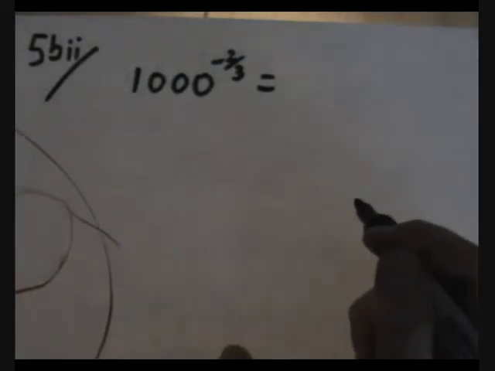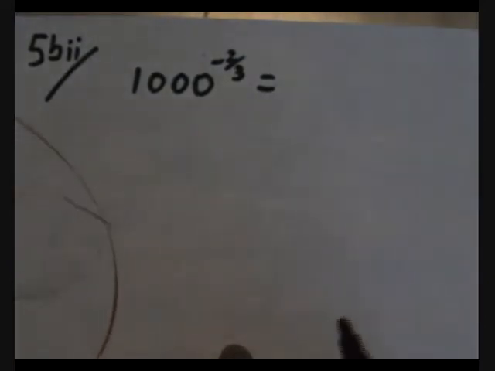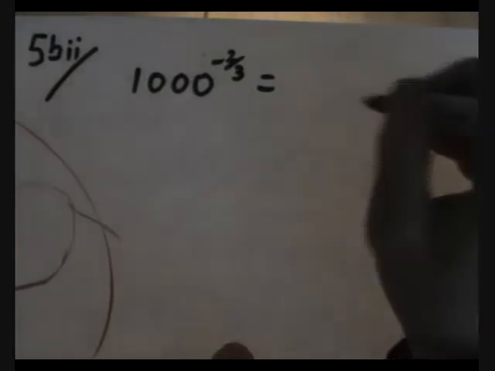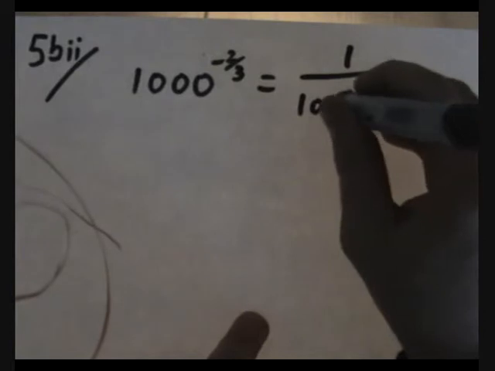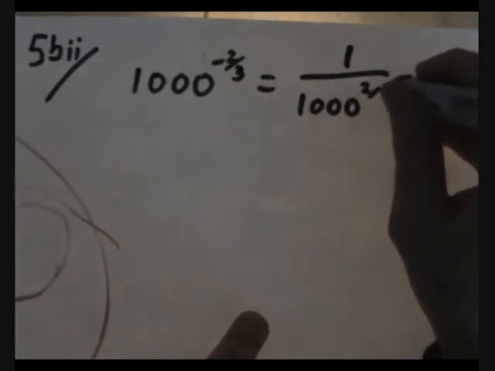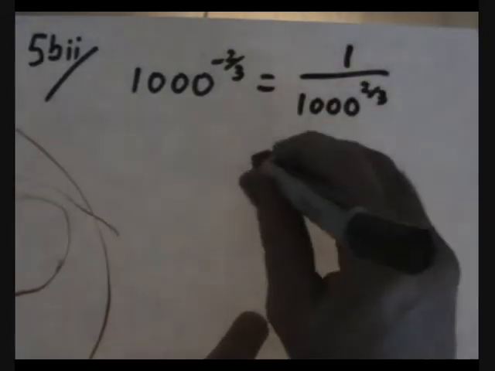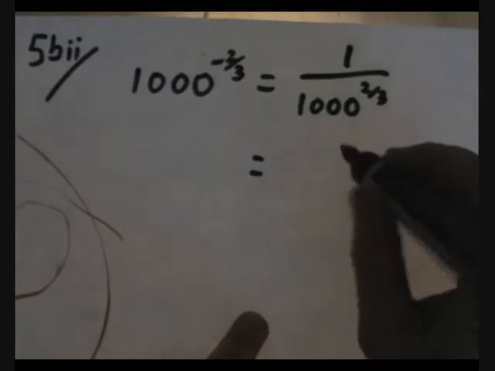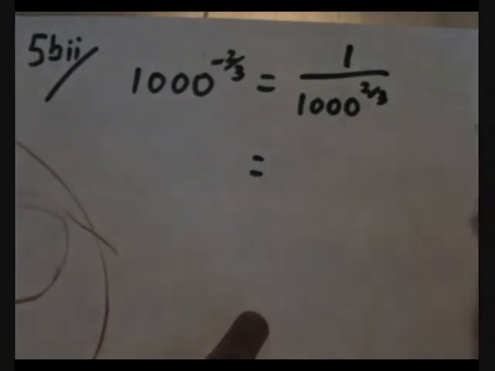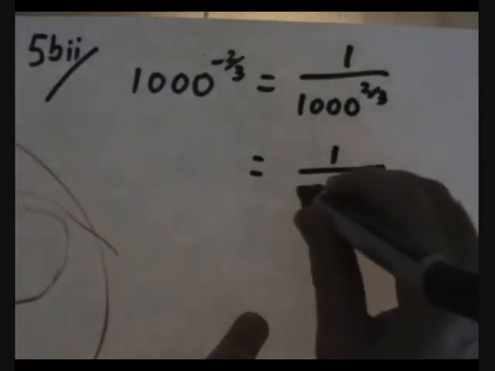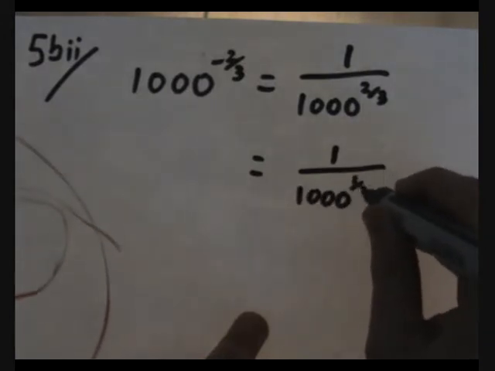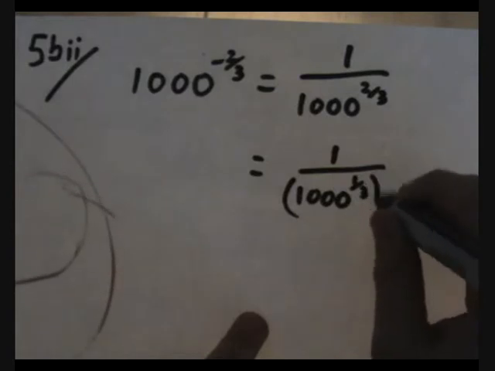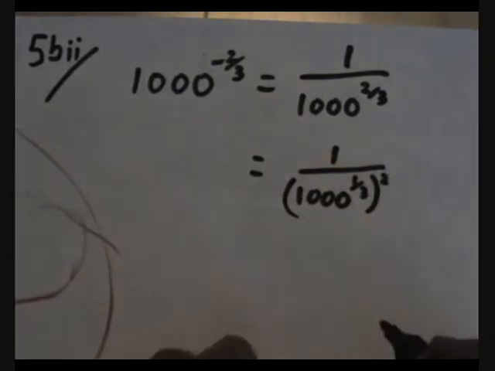Right, next question. 1000 to the power of minus 2/3. Remember that minus power means 1 over positive power, so that's the same as 1 over 1000 to the 2/3. And we can break the 2/3 down into a third times 2. So that's the same as 1 over 1000 to the power of a third squared.